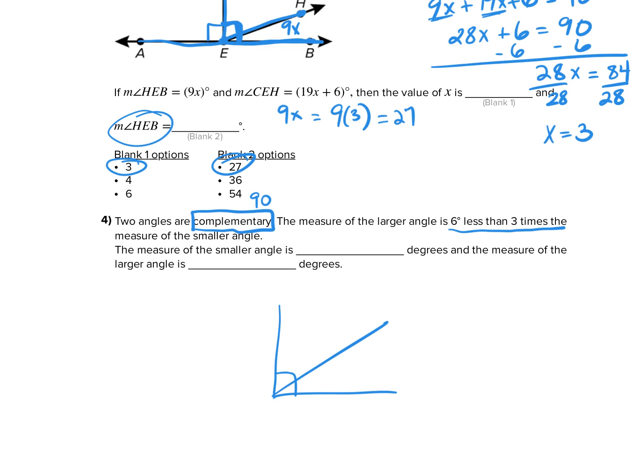Well, since we don't know the measure of either angle, I'm going to label the smaller angle with just x, because we have no idea what that is. But in comparison to the larger angle, it's 6 less than 3 times. So 6 degrees less, when I translate that mathematically, it means I'm subtracting 6 than 3 times. Well, that's literally 3 times x.